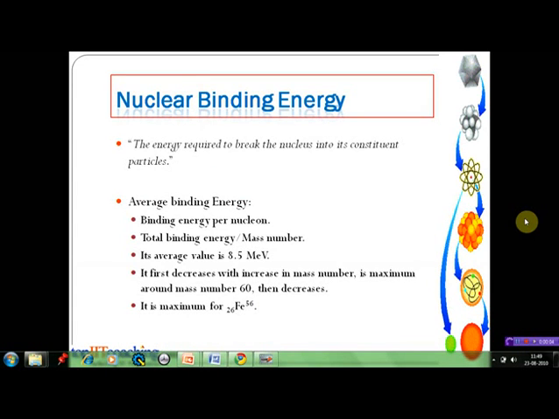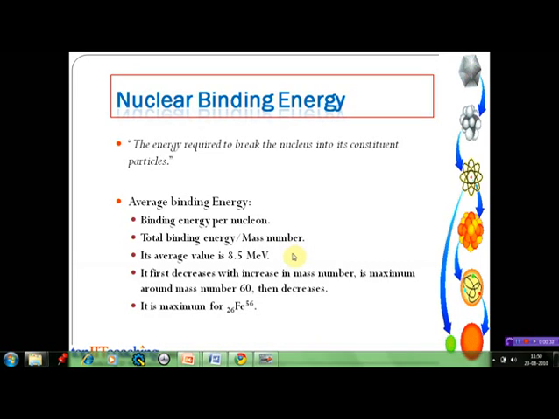Nuclear binding energy. The energy which is required to break the nucleus into its constituent particles is known as nuclear binding energy. So if we know the binding energy of a nucleus and the total number of its nucleons, then we can calculate average binding energy. Binding energy per nucleon is known as the average binding energy. It can be denoted in the form of a simple formula in which average binding energy is equal to total binding energy divided by the mass number. Its average value is 8.5 megaelectron volt.